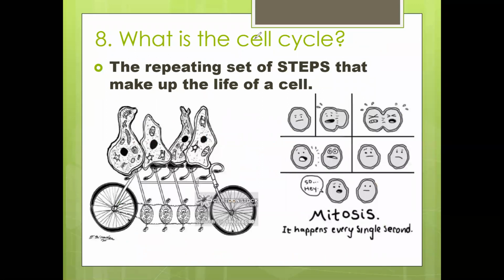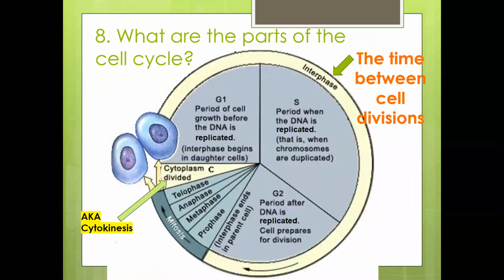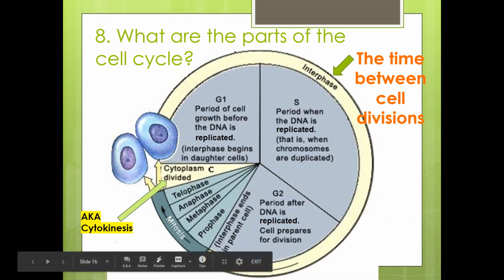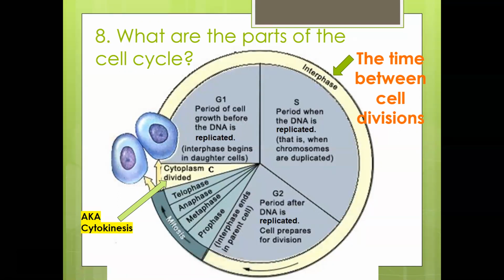What is the cell cycle? So here I've explained chromosomes and I've explained a little bit about them. So now we need to talk about what the actual cell cycle is, meaning the set of steps that makes up the life of a cell. Because just like you are alive, your cells are alive and part of you. So we use this big circle diagram to explain the life of a cell.